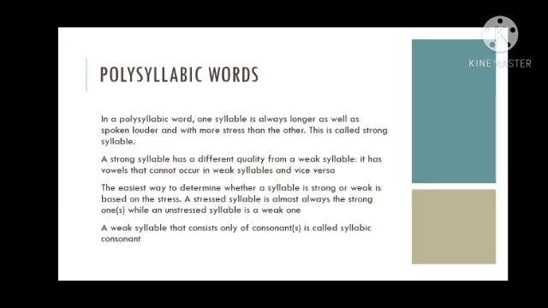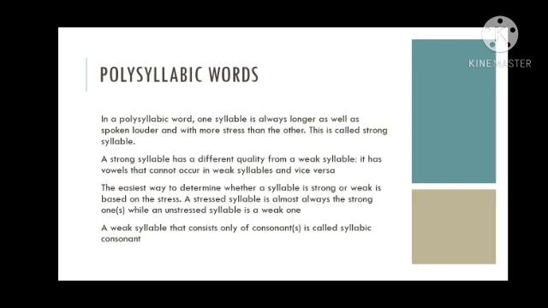In a polysyllabic word, one syllable is always longer and spoken louder with more stress than the other. This is called a strong syllable. A strong syllable has a different quality from a weak syllable, such as having vowels that cannot occur in weak syllables and vice versa. The easiest way to determine whether a syllable is strong or weak is based on stress. A stressed syllable is almost always the strong one, while an unstressed syllable is a weak one.